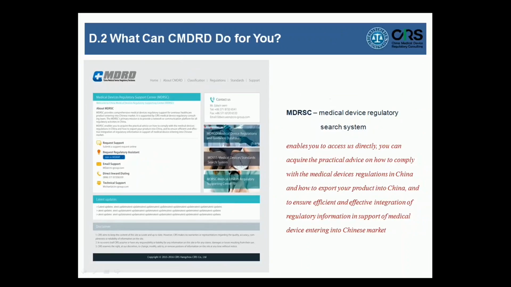And the China Med Device Regulatory Support Center provides comprehensive medical device regulatory support for overseas companies to enter the China market. It is supported by our CRS Med Device Regulatory Consulting team. The MDRC's primary mission is to provide the network or communication platform for all regulatory activities in China and enable you to access us directly.